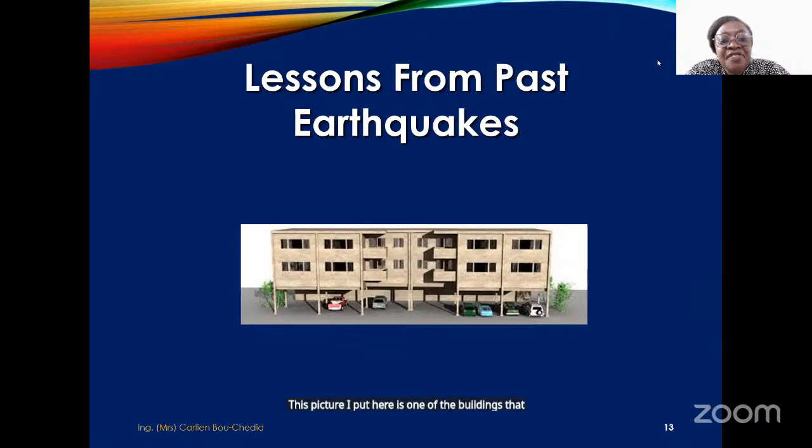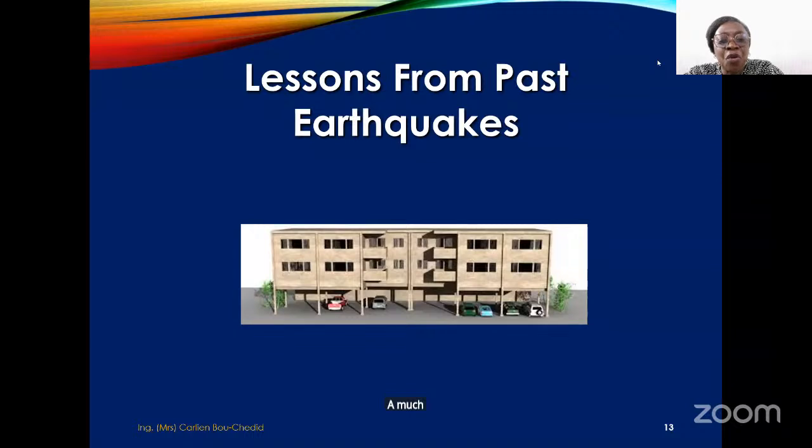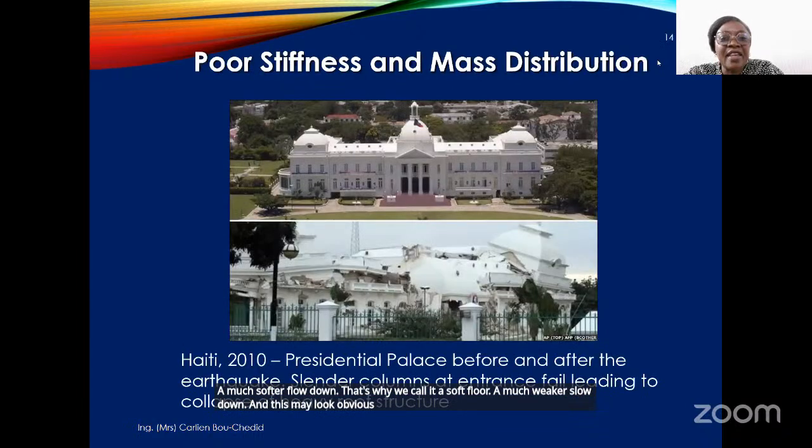This picture I put here is one of the buildings that exhibits classic failures, which we call soft story failures. You will notice that down below we have cars parked, so the stiffness of the building down there is not the same as that up above. The building has a much softer, much weaker floor down below, that's why we call it a soft story. This may look obvious, but in other cases, it's not so obvious.